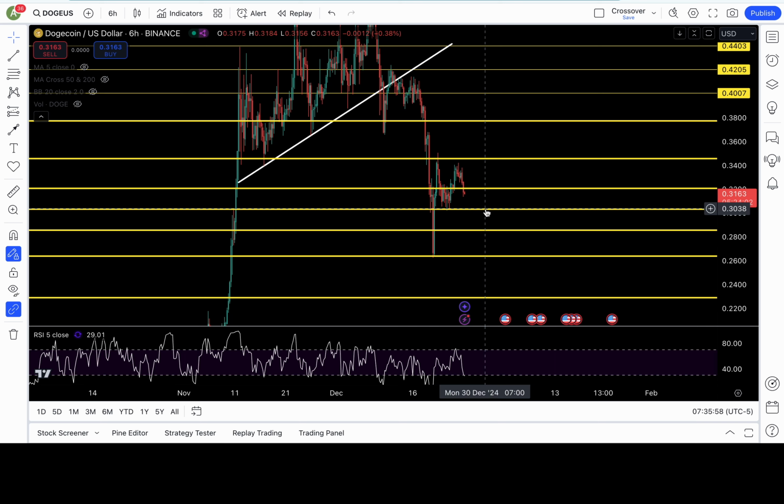And I'll tell you, if 30 cents fails, it's going to look very bearish. Looks like an M pattern forming, okay? So 34 down to 30 cents is a chop range. Whatever range it breaks, that's where I'll lean to. But right now, it's kind of looking bearish, guys.